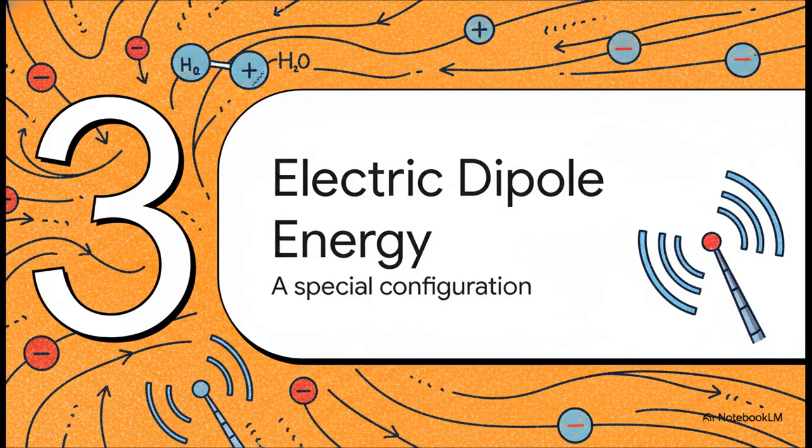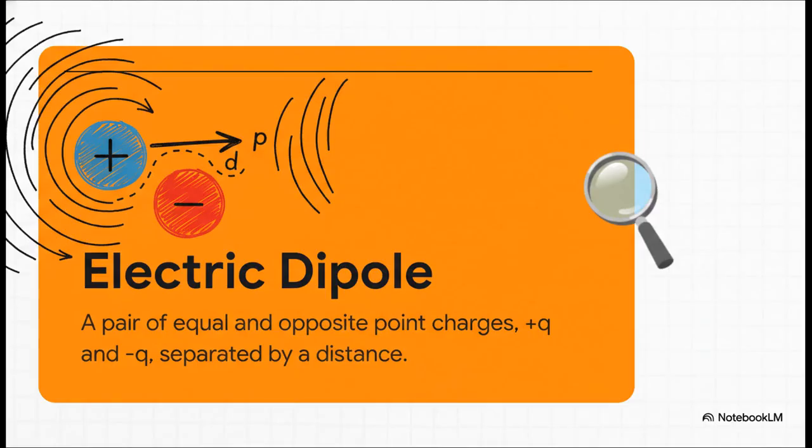All right, now for a really special and, honestly, an incredibly important setup of 2 charges, the electric dipole. This thing shows up everywhere in physics and chemistry, from how a water molecule behaves to how a radio antenna works. So what is a dipole? Fundamentally, it's dead simple. You take a positive charge and an equal negative charge, and you hold them a small, fixed distance apart. That's it.